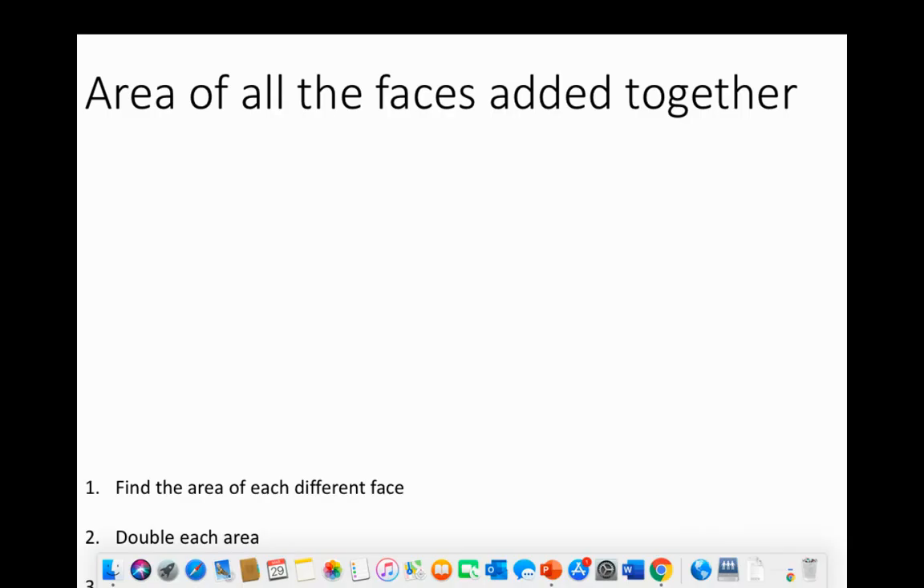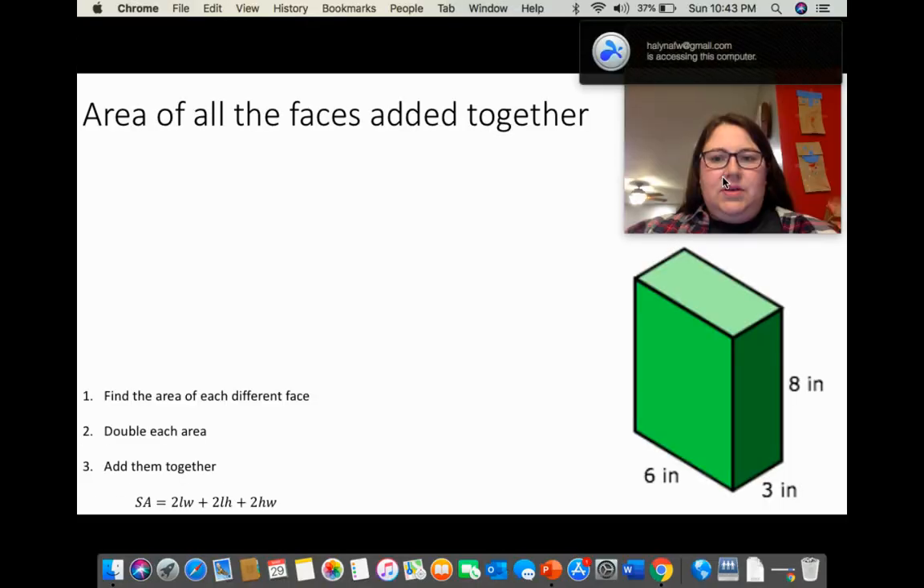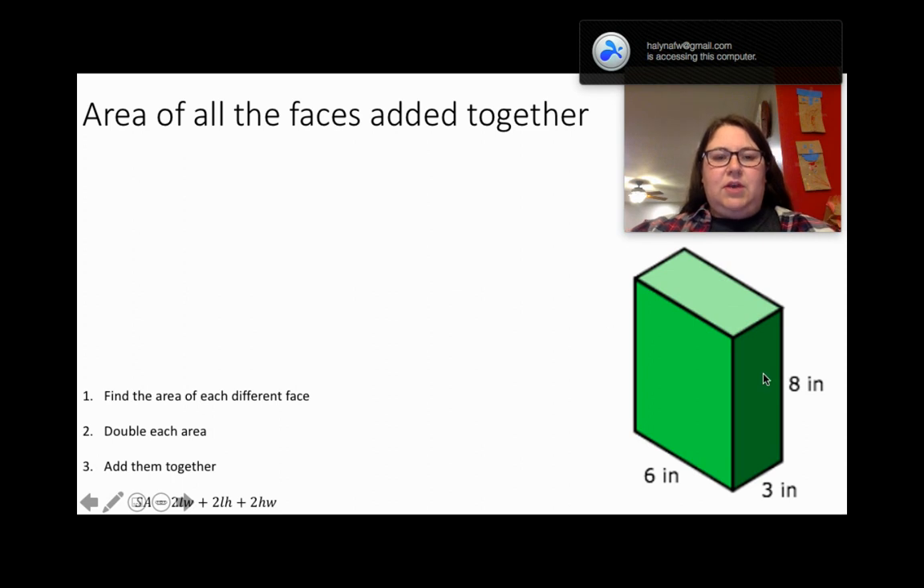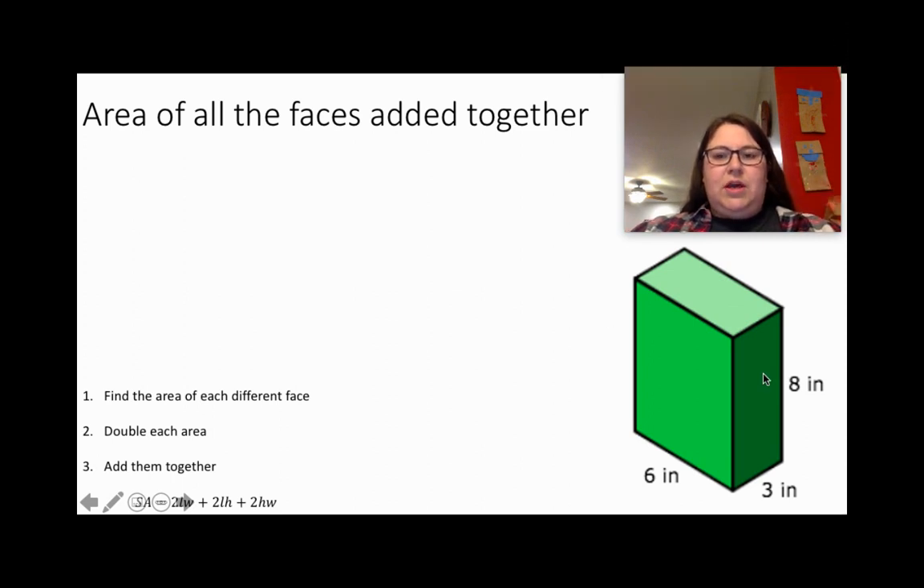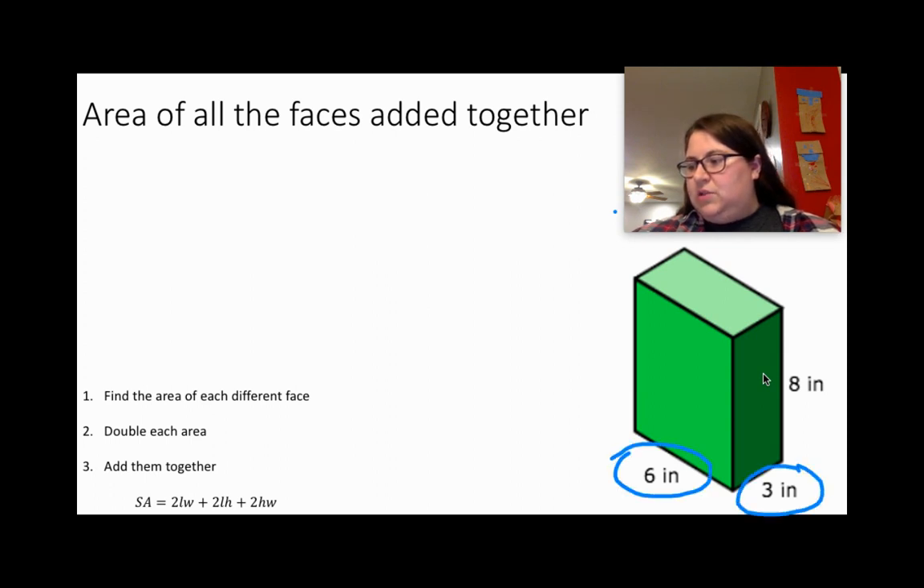Looking at this shape, what we want to do is find the area of all the outside parts of this shape. We're going to start by looking at the dimensions that we have. We have one side that's 6, one side that's 3, and one side that's 8. A nice little trick is that you're going to pair up all three of these at certain points.